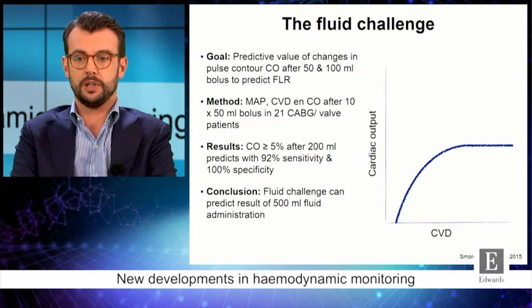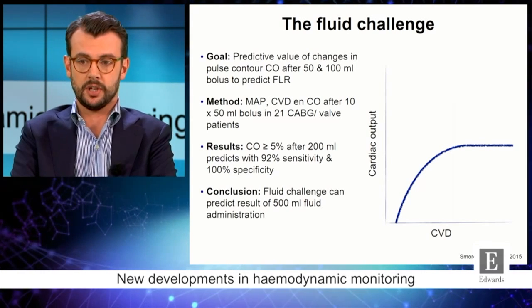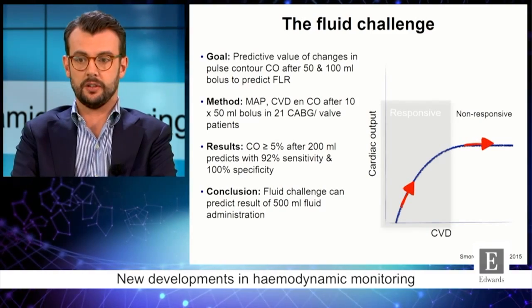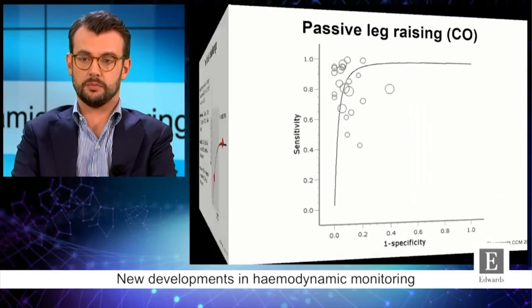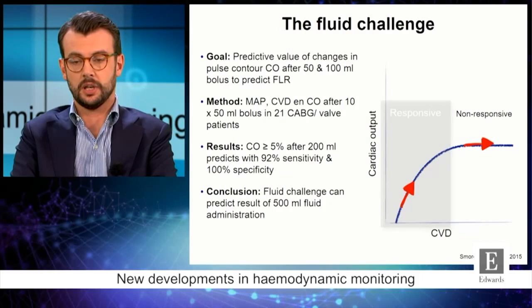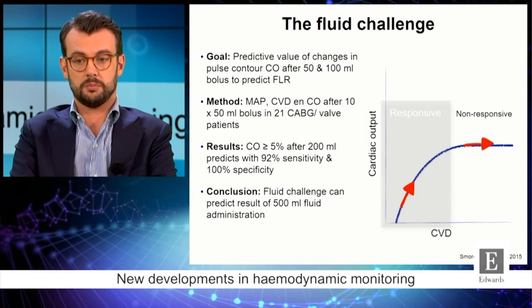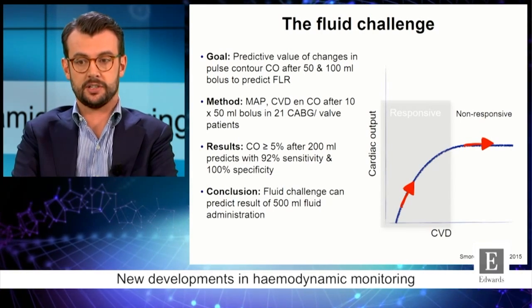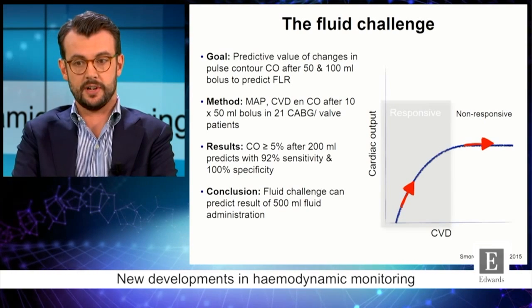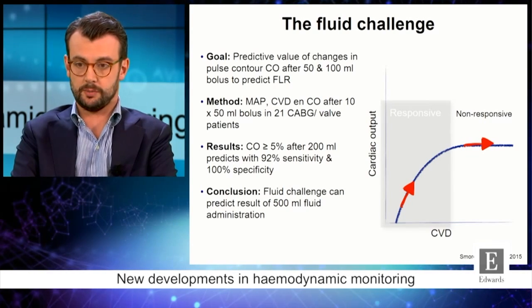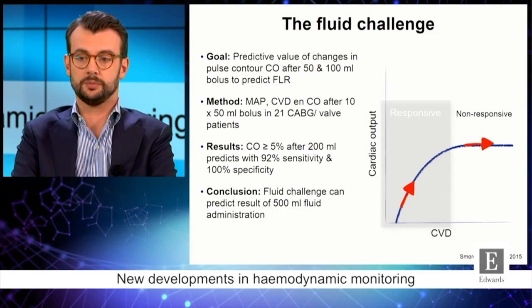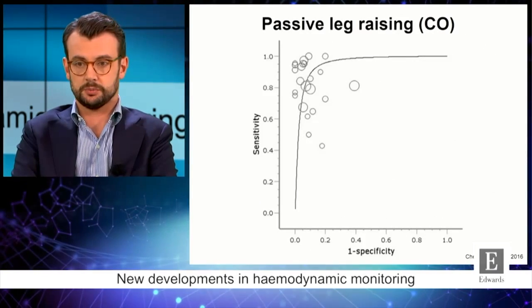And we found that if you give a 200 ml fluid bolus, you can actually identify the responder from the non-responder. It actually is very accurate at predicting whether you need to give more fluid, give the rest of the bag, and supplement to 500 mils. So this looks rather promising.